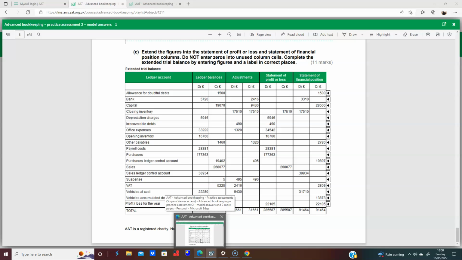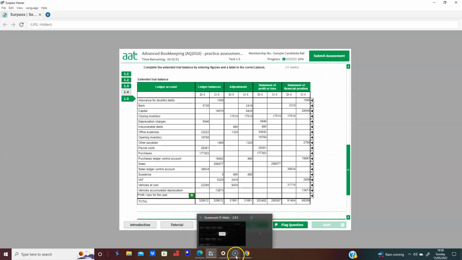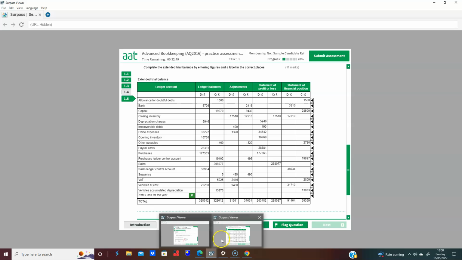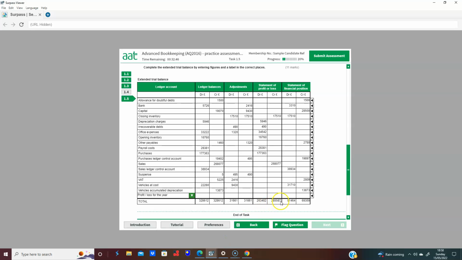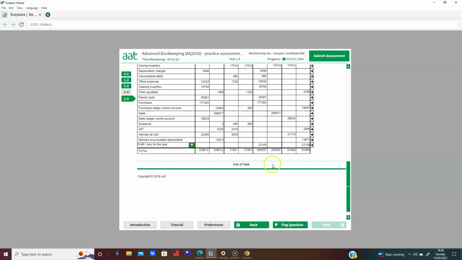22,105. 285,587. Let's see if I have the same thing. 285,587 minus 263,482 is 22,105. Would that work here? 22,105. Oh yeah, so that would have worked. Okay, great. So we're balanced, right? And that's the end of that task.